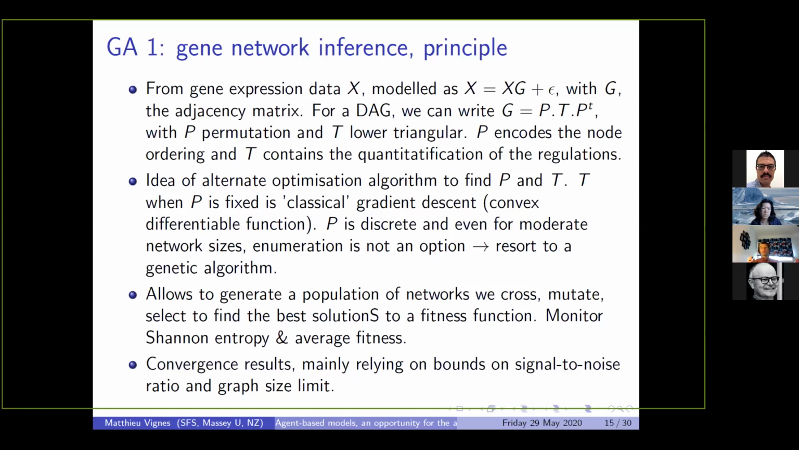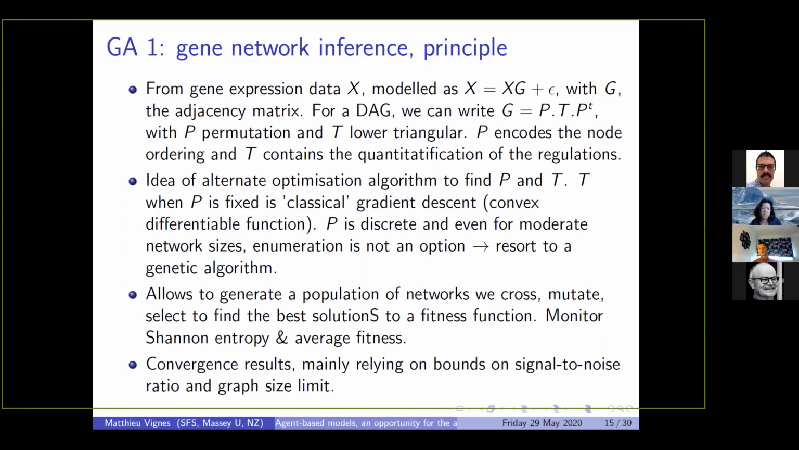And all the nodes in between would receive a number of connections and give a number of outgoing connections. The T, the lower triangular matrix, contains the quantification of the regulatory relationships. So the strength of the coefficient of the linear equation I just wrote, X equal X G plus epsilon. And you obviously want to avoid having anything on the diagonal, otherwise you have a trivial solution. So to find the optimal directed acyclic graph, you need to find the optimal G, and that means you need to find the optimal permutation matrix P and triangular matrix T.